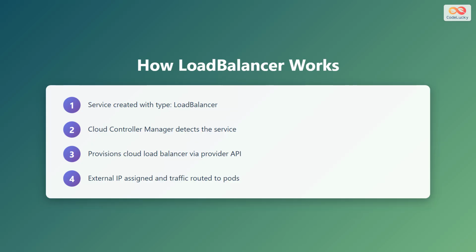Let's walk through how the load balancer service works step by step. First, you create a service with type LoadBalancer using your manifest file. Second, the Cloud Controller Manager detects this new service and recognizes that it needs a cloud load balancer. Third, the Cloud Controller Manager makes an API call to your cloud provider to provision an actual load balancer resource. Finally, once the load balancer is created, an external IP address is assigned to your service, and traffic from the internet is automatically routed to your pods. This entire process happens automatically, making it easy to expose applications to external users.